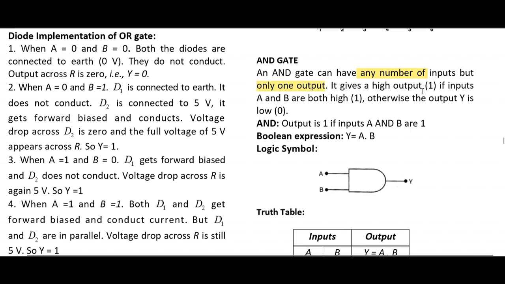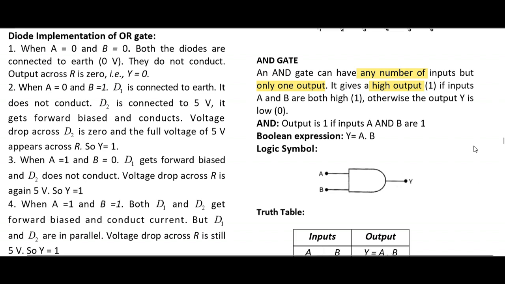It gives high output, that is output is 1, if inputs A and B both are high, or if all the inputs are high, then and only then output will be high. Output will be low even if one of the inputs is low. Again listen, output will be high if all the inputs are high, that is output will be 1 if all the inputs are 1. And output will be low even if a single input is low.